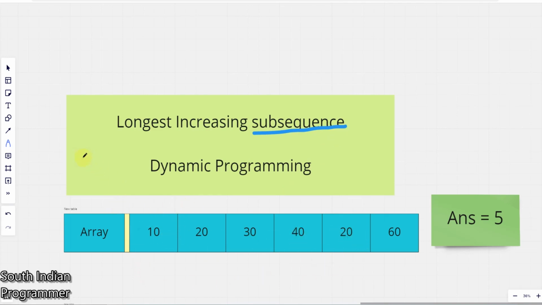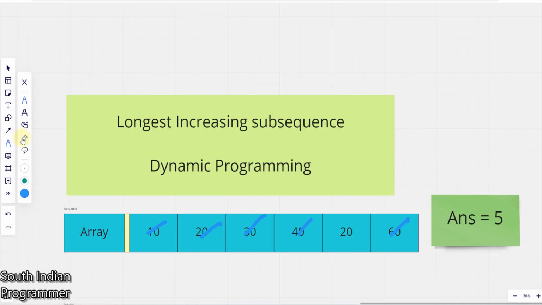Here you can notice 10, 20, 30, 40, 60. These numbers are increasing. This is a numerical array and these numbers are in increasing order. So in this array, this is the longest increasing sequence.